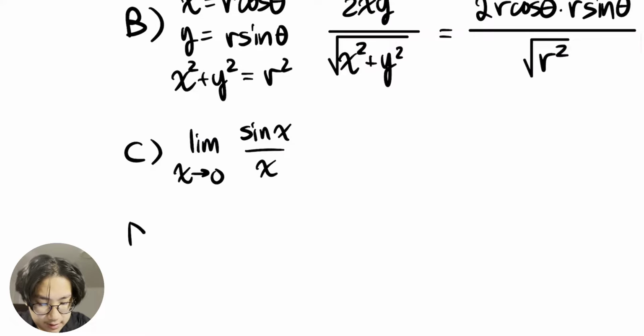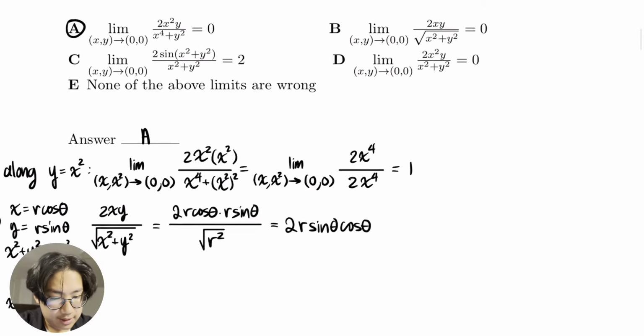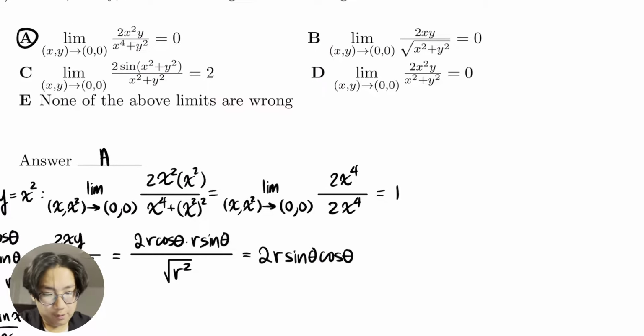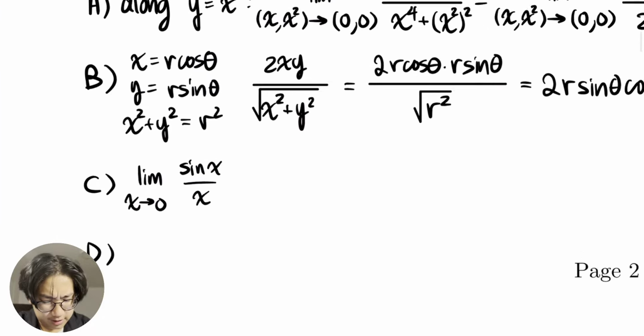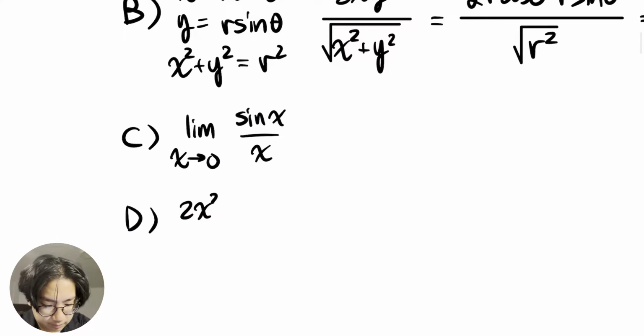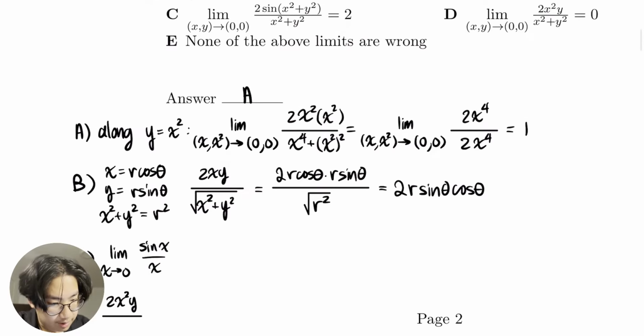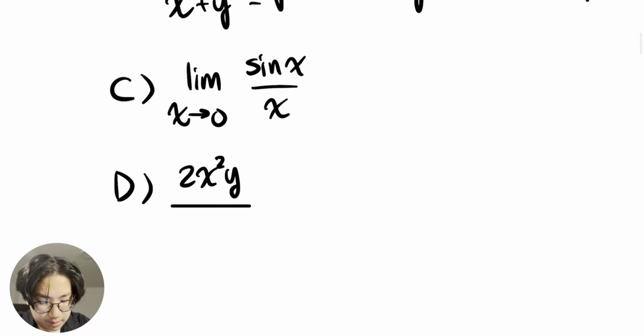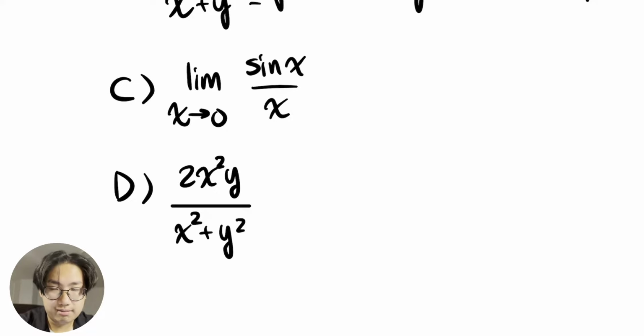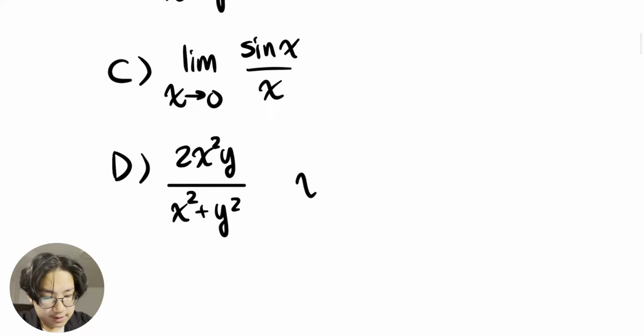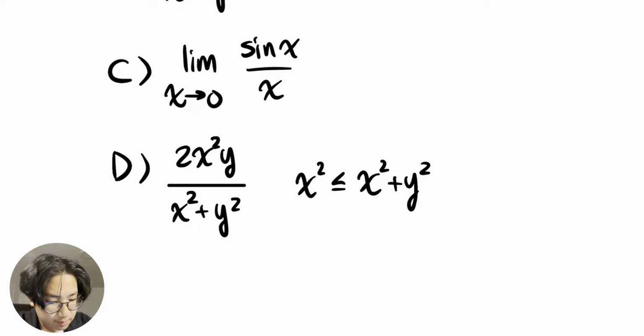Okay, and then D. Part D is just a typical squeeze theorem type of question. So I'll write the question out. So we have 2x squared y, and this is divided by x squared plus y squared. So what you want to do here is start with not an identity, but an inequality that you know to be true. So in this case, x squared is most definitely less than or equal to x squared plus y squared. From here, we can manipulate.